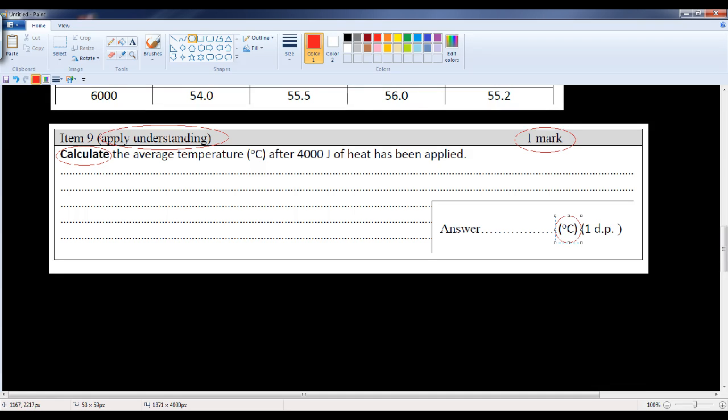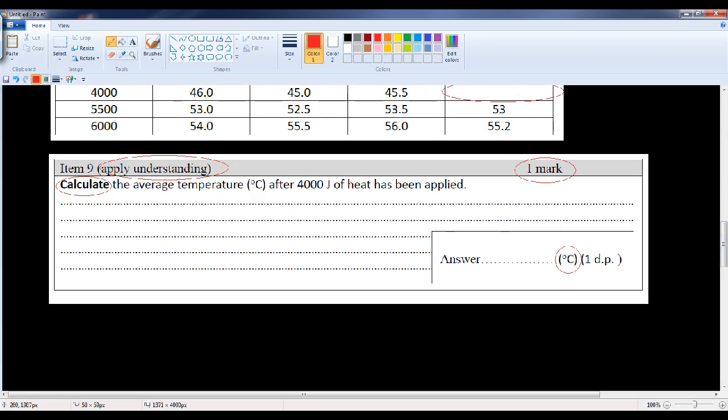Whenever you see the box, that means you need to get a numerical answer rather than a description. Okay, right? So the first one is: calculate the average temperature after 4,000 joules of heat has been supplied. So how could we calculate the average temperature? The key term here is average temperature.